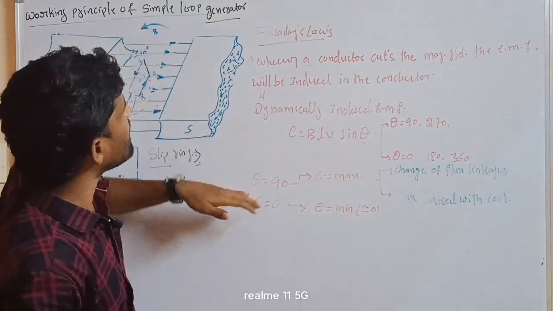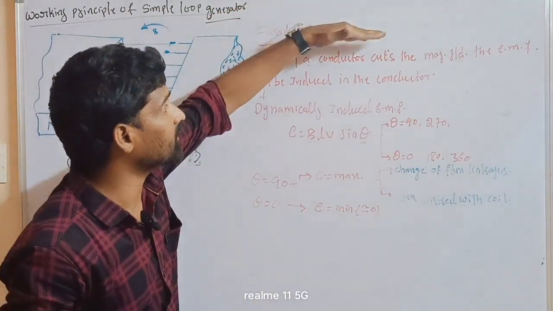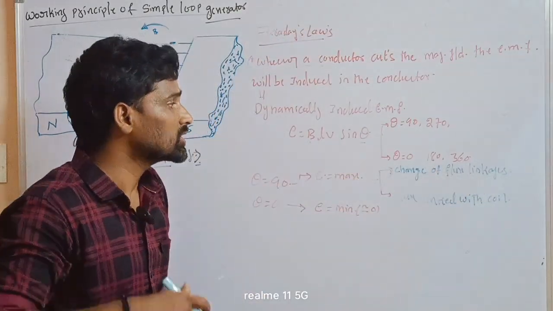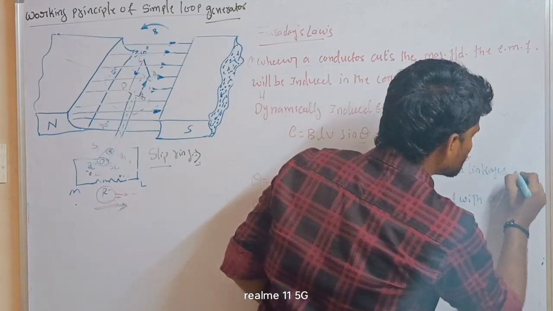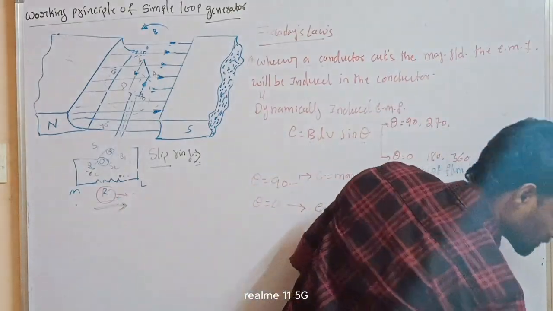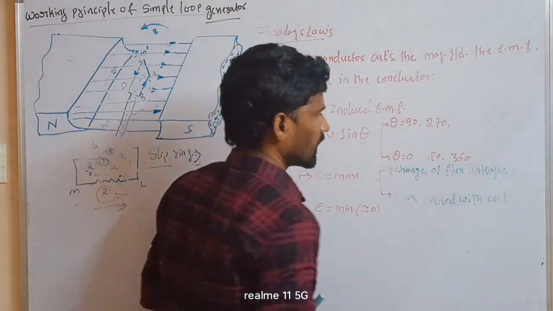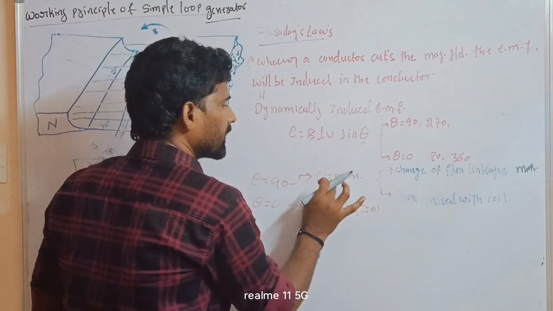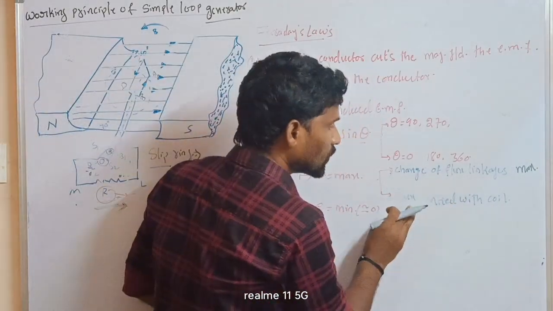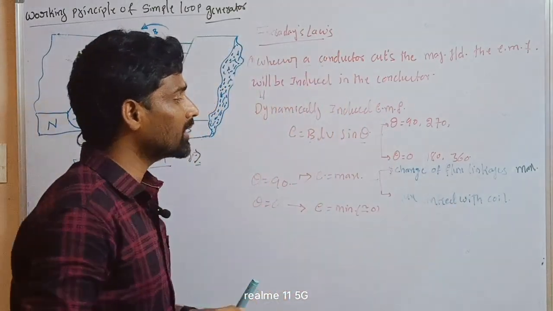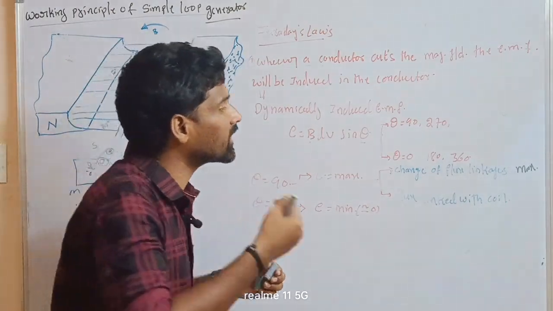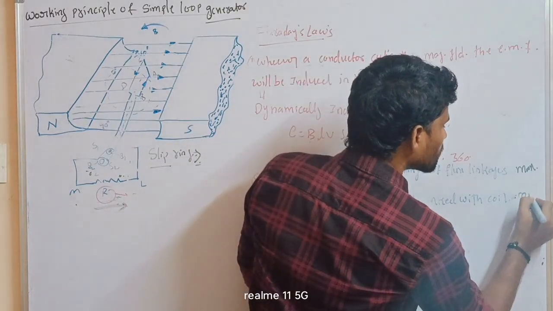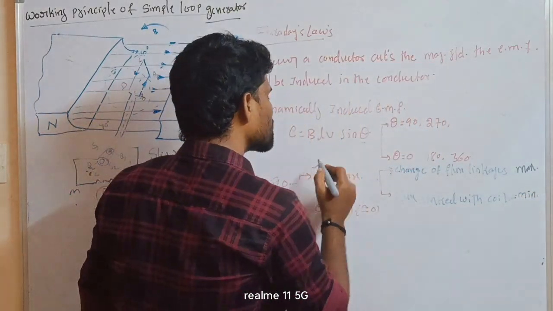What is Faraday's law? Whenever a conductor cuts the magnetic field, the cutting flux is maximum. The cutting flux is the change of flux linkages, and the change of flux linkages is maximum, so the induced EMF is maximum. At the same condition, the flux linked with the coil is minimum. Under these two conditions, the induced EMF is maximum.